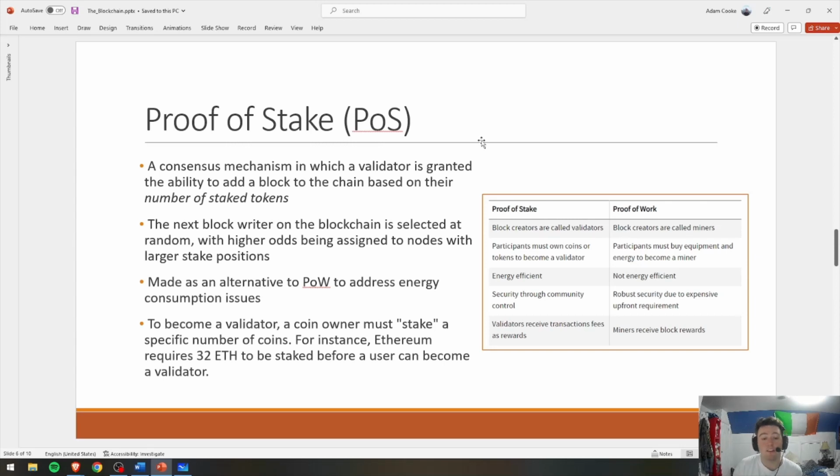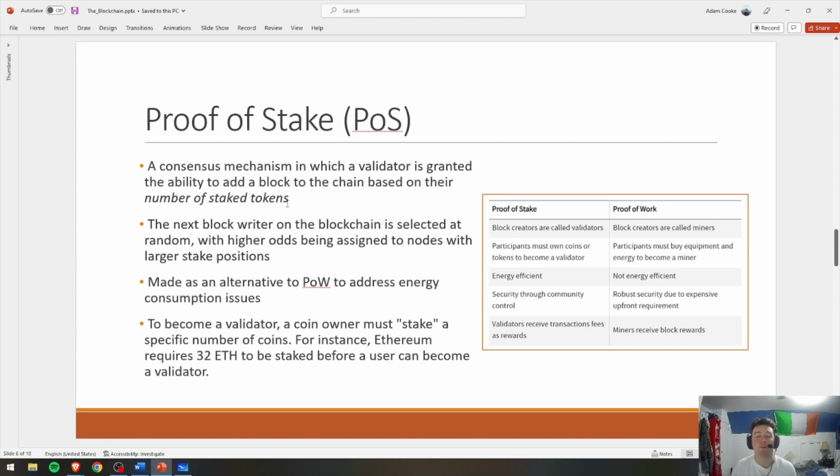And then the alternative to proof of work is proof of stake. It's also a consensus mechanism, naturally. Instead of miners, we often use the term validators, or in Cardano, we have stake pool operators. That's what we reference them as a lot. So it's a consensus mechanism in which a validator is granted the ability to add a block to the chain based on their number of staked tokens.